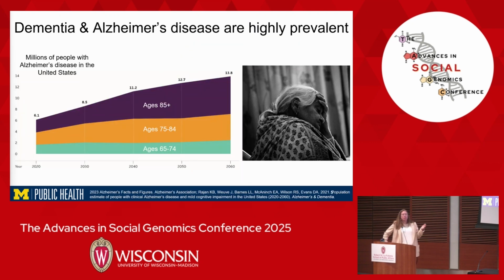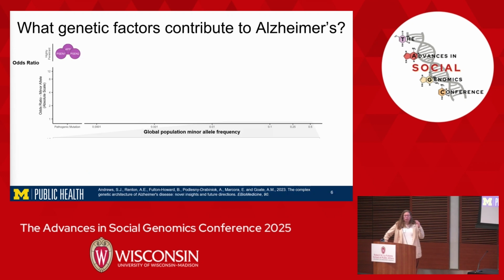So currently the population burden of dementia is quite high. There's many millions of people and their caregiving families that are struggling with dementia, and the prevalence is expected to increase in the coming years. And for genetic folks, what do we know about the genetic architecture of dementia, or in this case specifically Alzheimer's disease? There's a small cluster of highly penetrant rare mutations that are associated strongly with early onset Alzheimer's disease. These are relatively rare in the population.